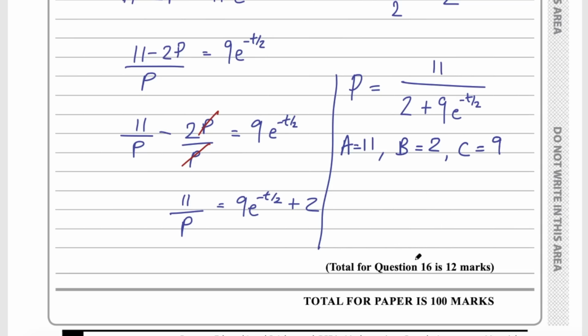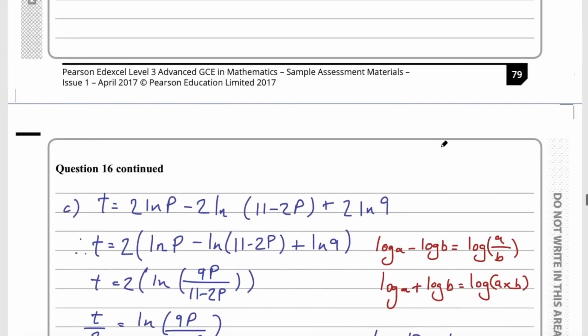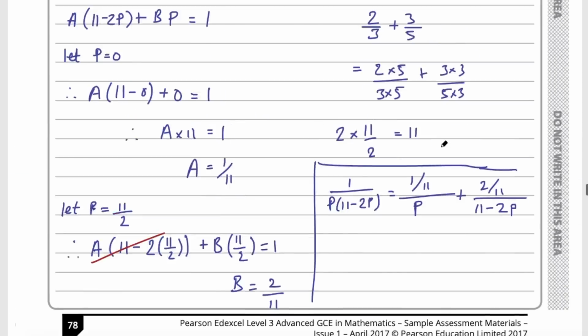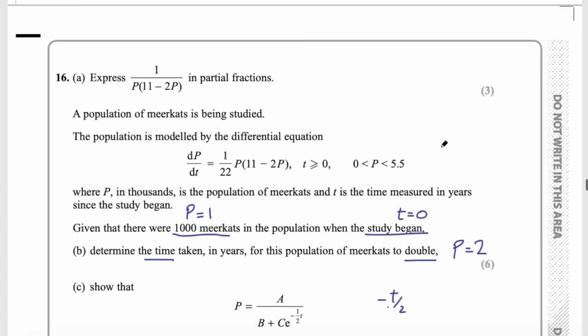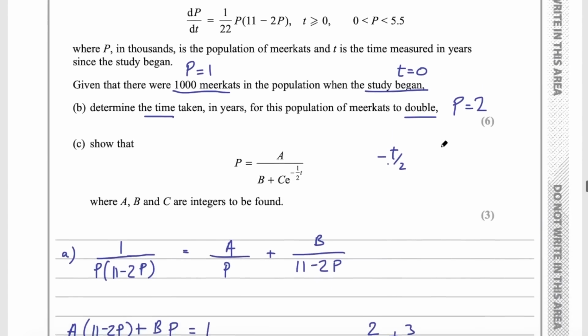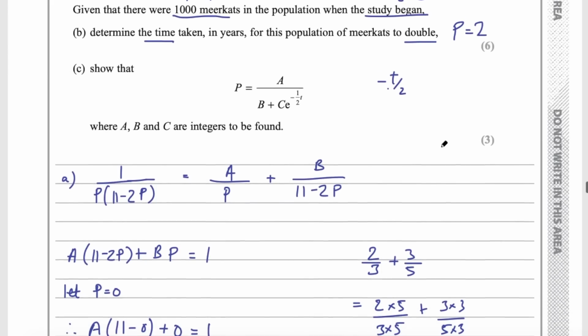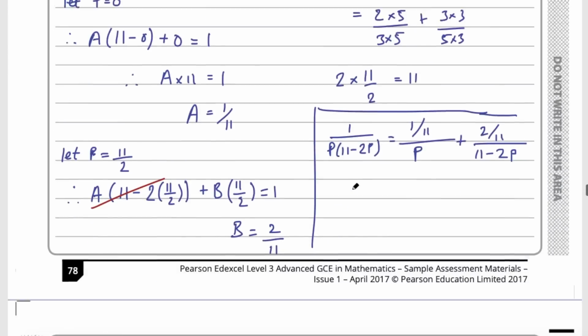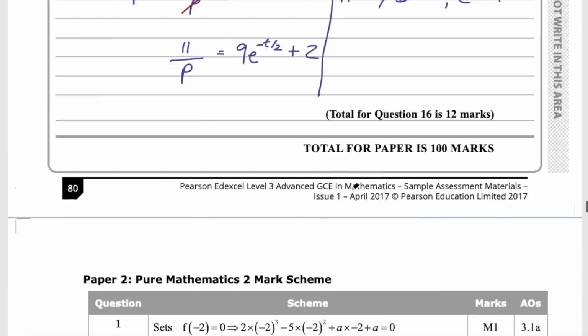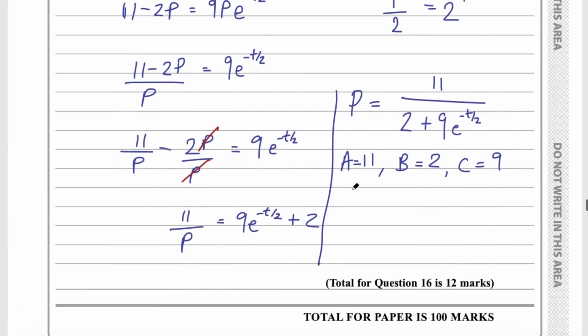That was question 16 for 12 marks. Let's just have a look at the breakdown of the marks again. So part A was 3 marks, part B was 6 marks, and part C was 3 marks. And that is the end of this paper for a total of 100 marks.